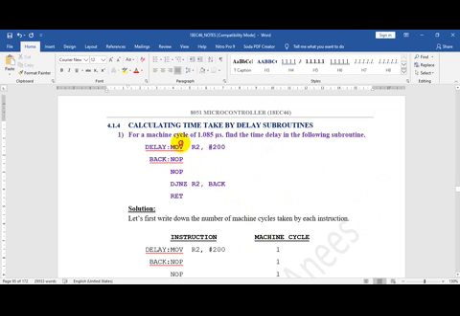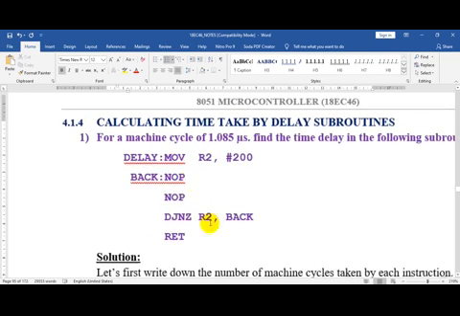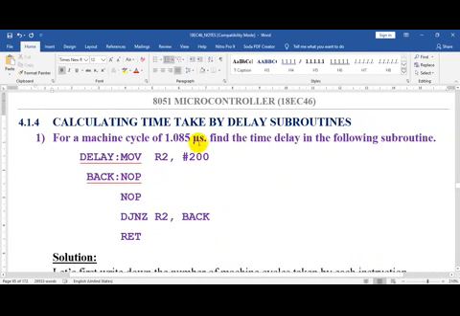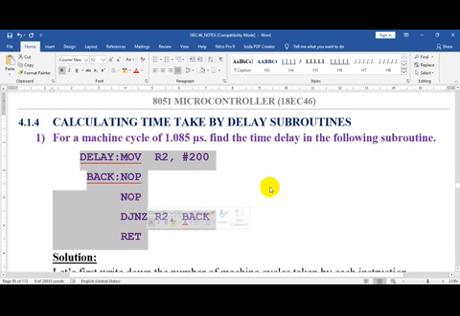Let's see the first problem. For a machine cycle of 1.085 microseconds. So here he has directly given the value of one count. You need not calculate. You have to find the time delay, that is, the time taken by this delay subroutine, you have to calculate.